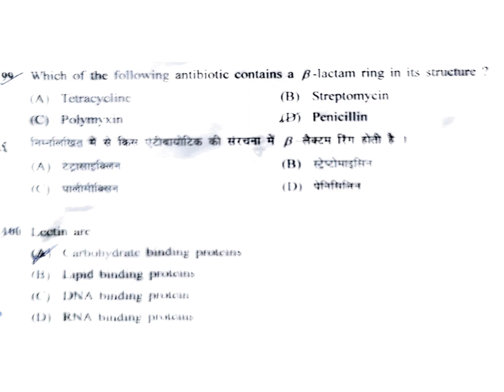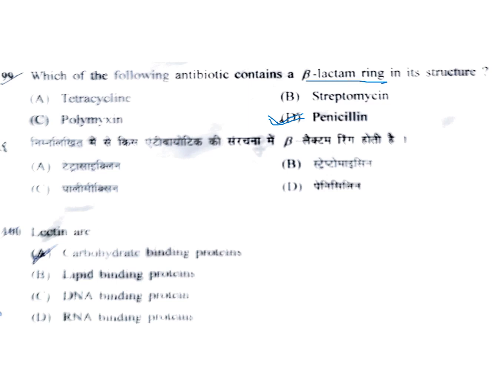Now the next question, which of the following antibiotics contains a beta lactam ring in its structure? The options are tetracycline, streptomycin, polymyxin, or penicillin. So penicillin, this class of antibiotics, contains a beta lactam ring in its structure.